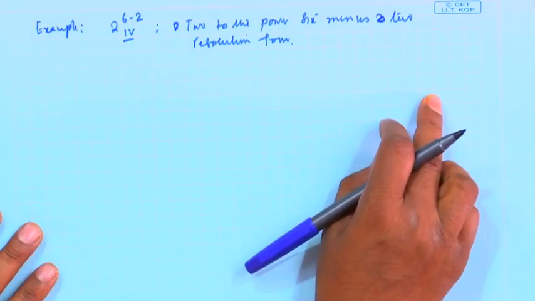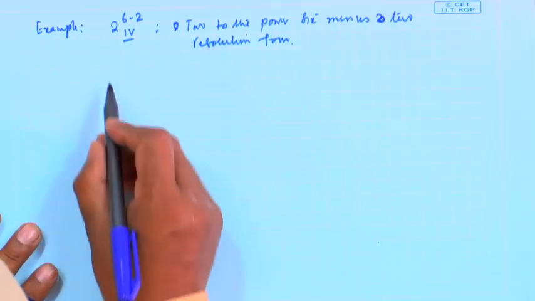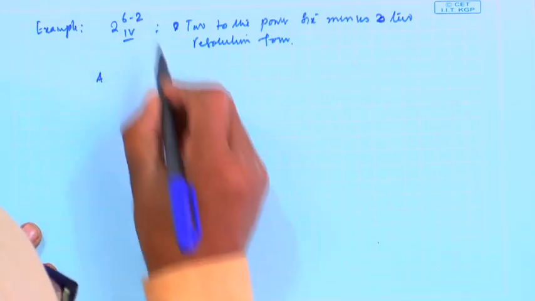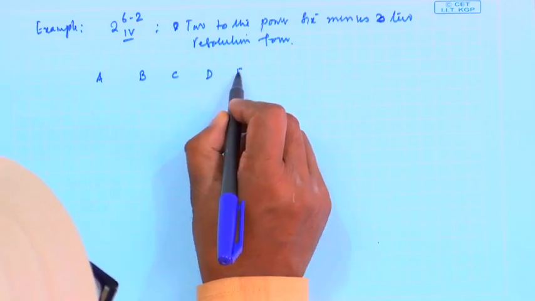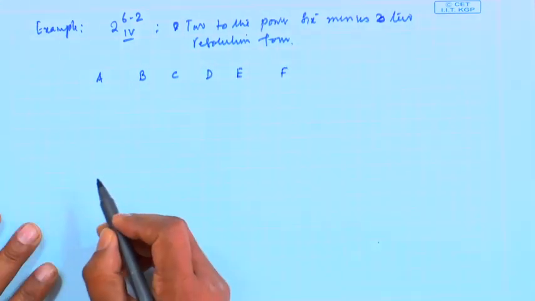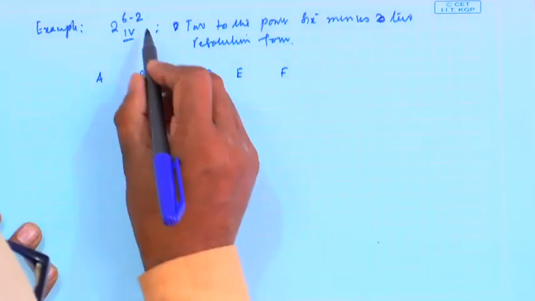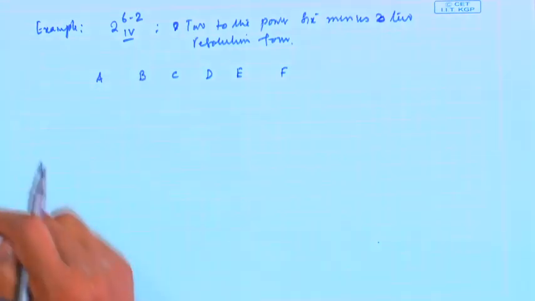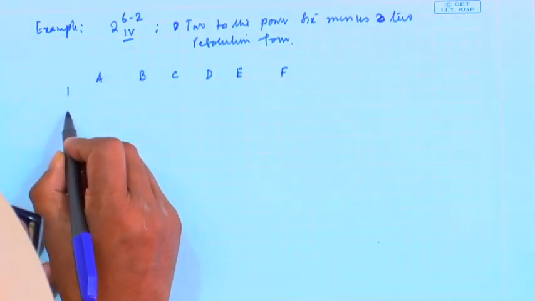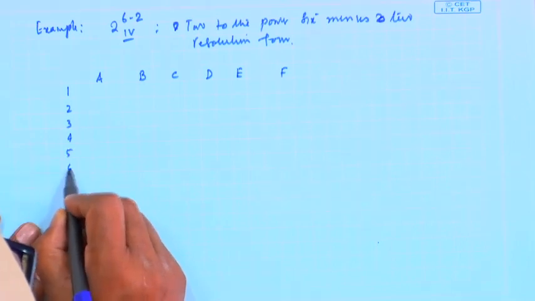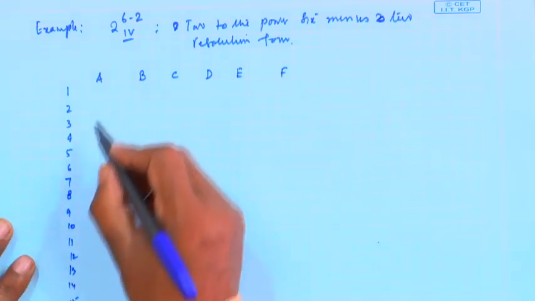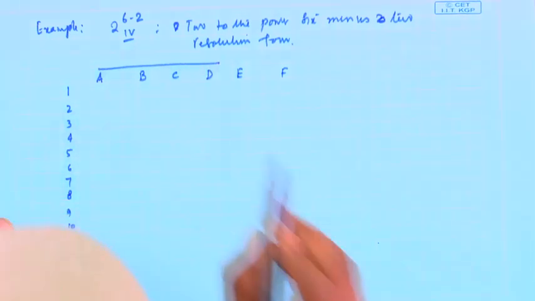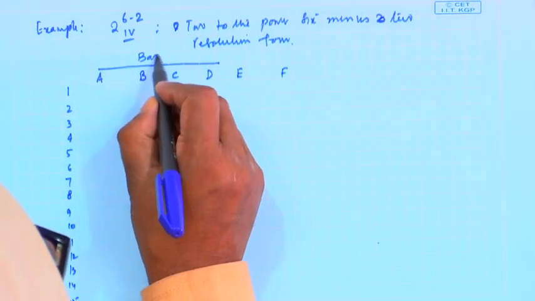So, how do you construct this design? You first start with 6 factors: A, B, C, D, E and F. So, it should be a full factorial to the power 4, which means 16 runs: 1, 2, 3, 4, 5, 6, 7, 8, 9, 10, 11, 12, 13, 14, 15, 16. So, first you consider 4 factors and develop the basic design.